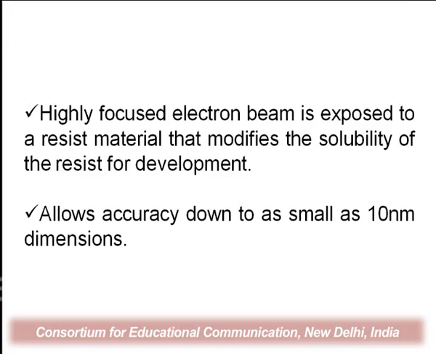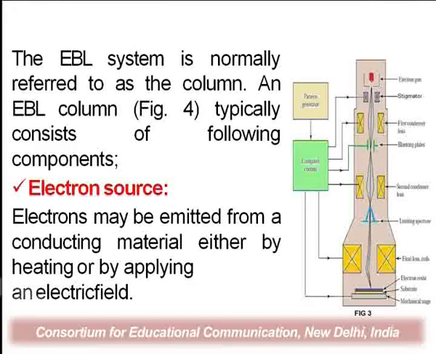And it is a highly focused electron beam that is exposed to the resist material to modify the solubility of the resist for the development. This electron beam, when it falls upon a resist area, will modify the solubility of the resist, which will be used in the development of the devices. It allows accuracy down to as small an area as 10 to the power minus 9 meter, meaning 10 nanometer size devices can be prepared by using this method. This is the electron beam lithography method.